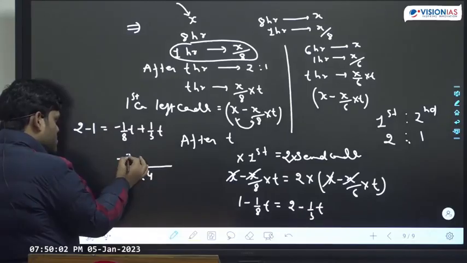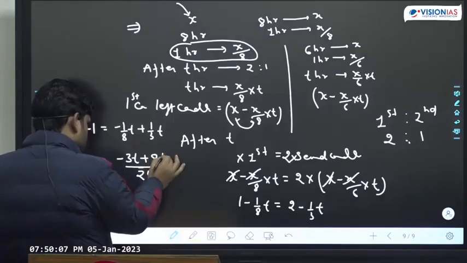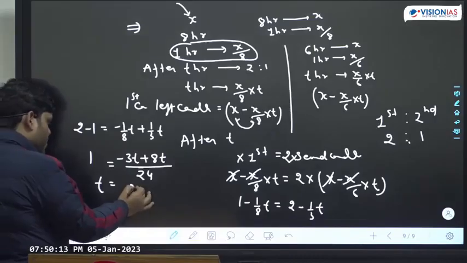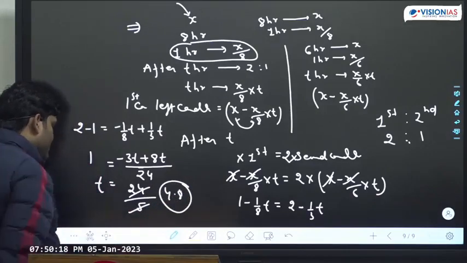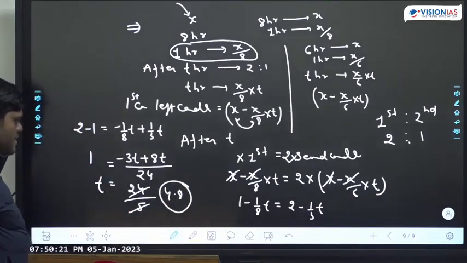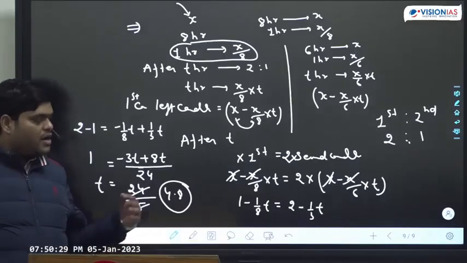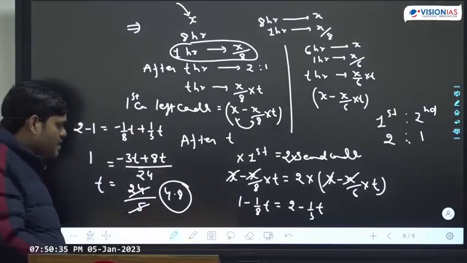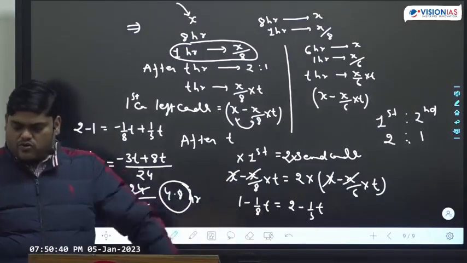24. So t is equal to simply 24 by 5, 4.8. ठीक है, 4.8 hour, or if we change into minutes, so 4 hour 48 minute. This is in hours, we can change into minutes, so 4 hour 48 minute. So this is the way how to solve this question.